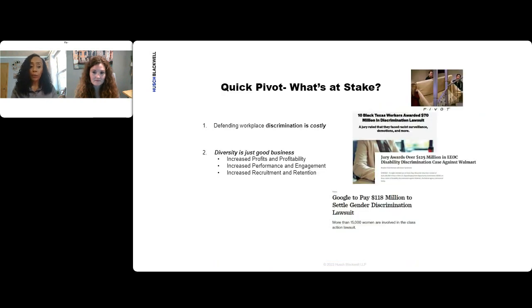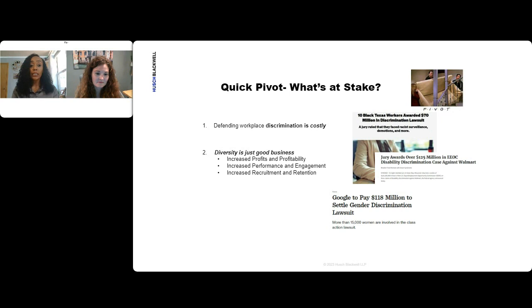So quick pivot, I just want to briefly discuss what is at stake for employers here. The most obvious is the cost of defending discrimination claims. The three headlines on the slide are examples of the significant financial consequences that can result from discriminatory practices. While these headlines capture costs that are easy to identify, the indirect costs are arguably even more damaging and difficult to quantify. These include increased turnover, decreased productivity, and reputational harm.